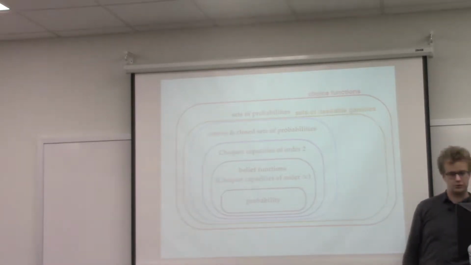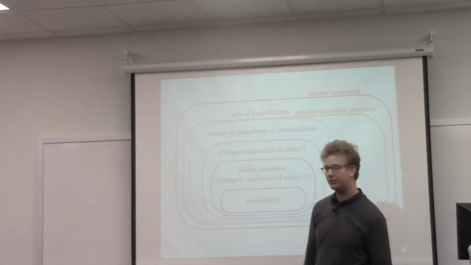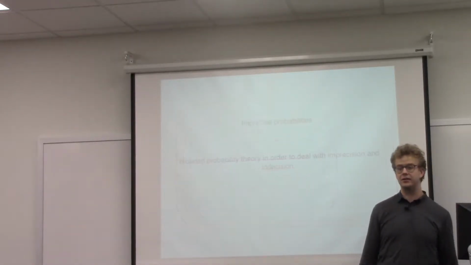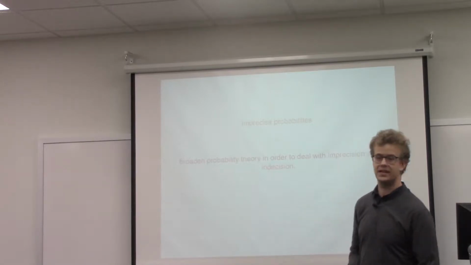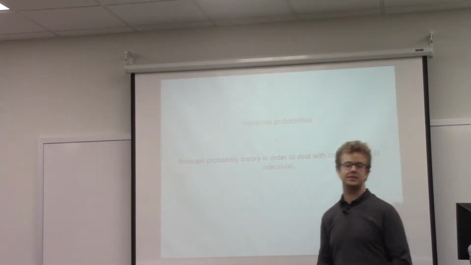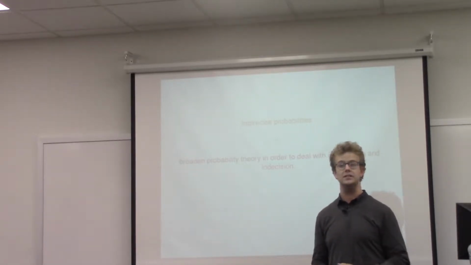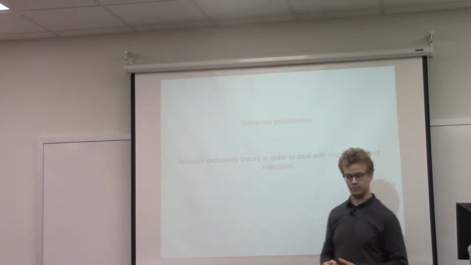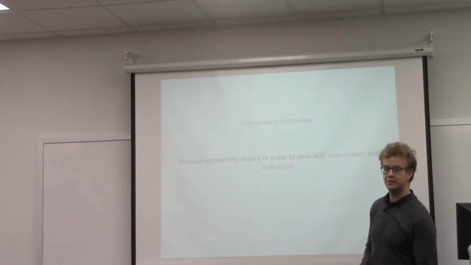Okay, in order to start off, I will start with something that I think everybody will agree on. It's in the field of imprecise probabilities. Imprecise probabilities is an attempt to generalize classical probability theory in order to take indecision and imprecision seriously. I think everybody can agree on this.